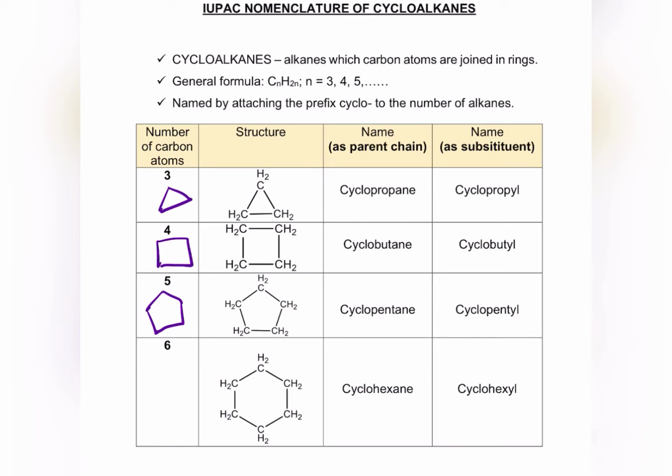Same goes for cyclohexane with 6 carbon atoms. The difference right now is that there is no double bond because this is a cycloalkane. No double bond in the ring. So this is what we call cyclohexane as a parent chain. But when it acts as a substituent, the name will be cyclohexyl.